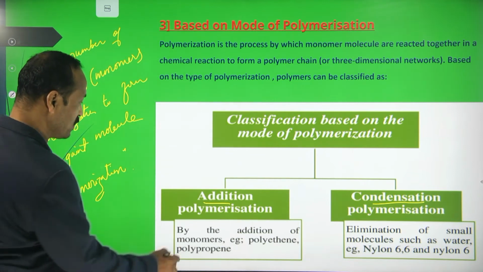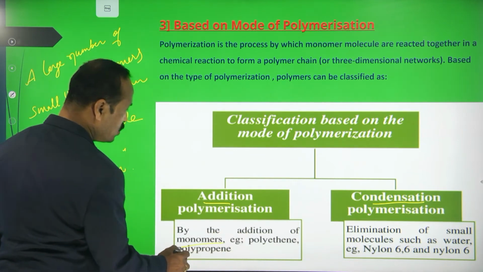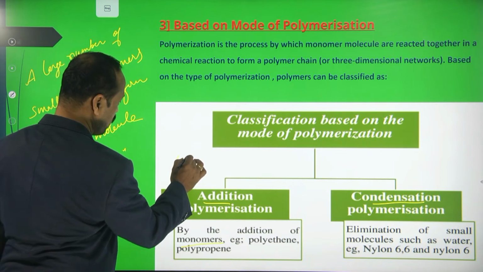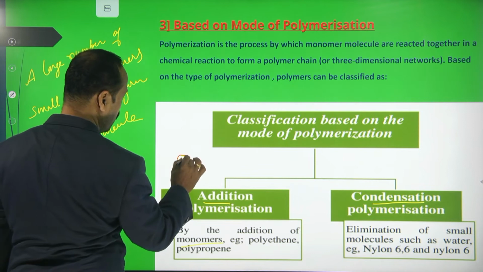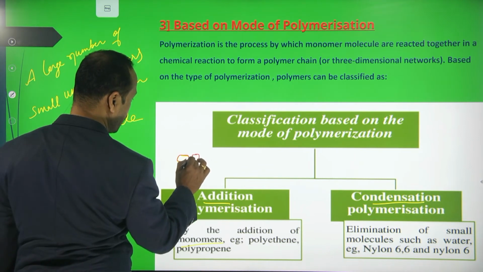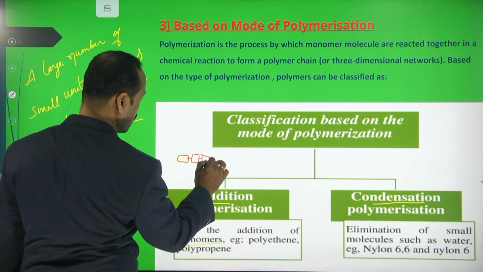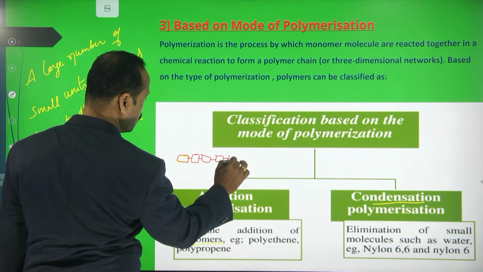See, in addition, what happens? By the addition of monomers. For example, think this is one monomer and it is joining directly with the other monomer. This is joining with another monomer. Like this, they are continuously joining.